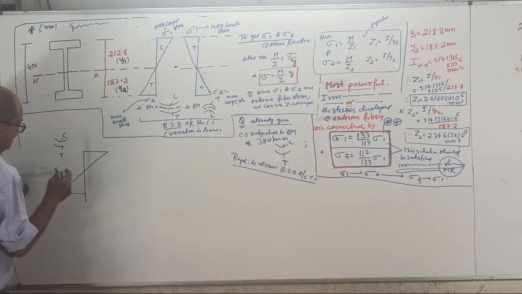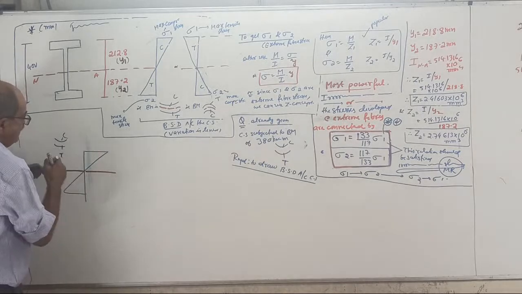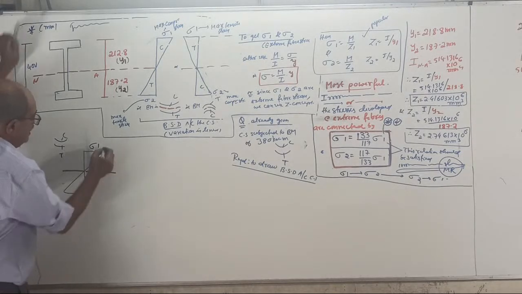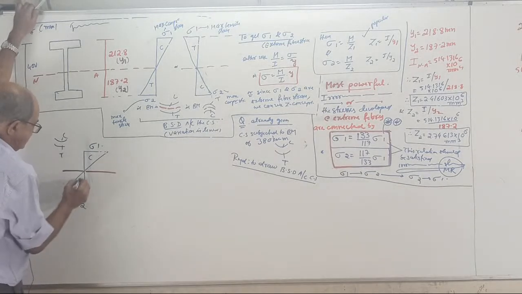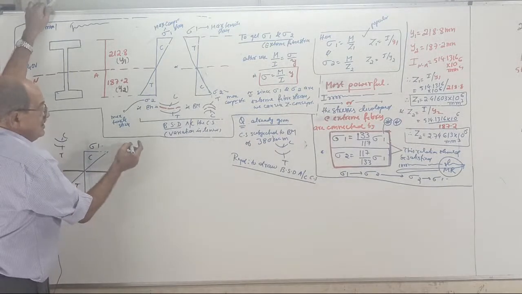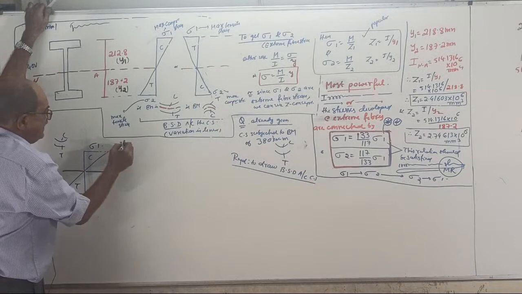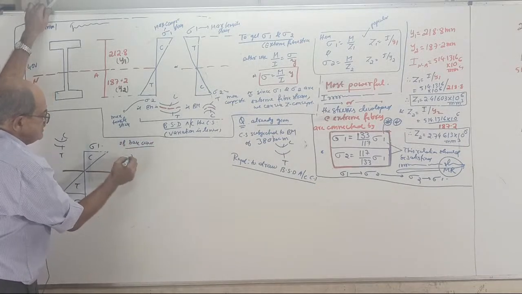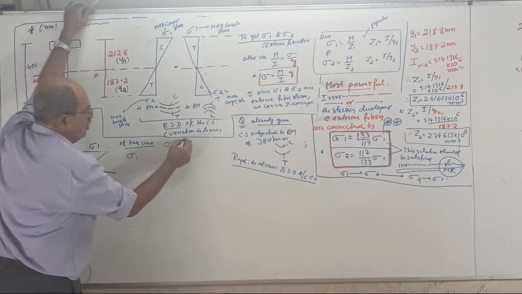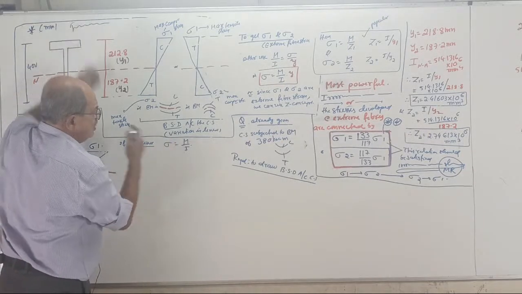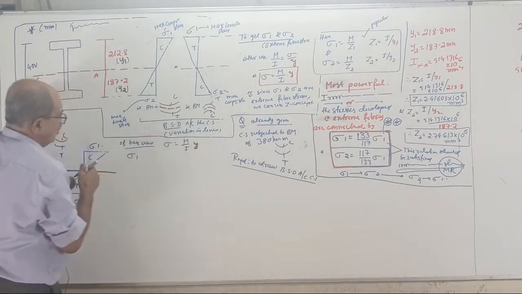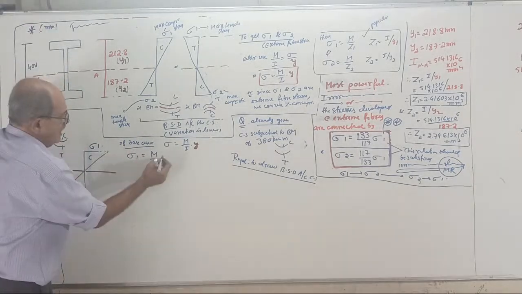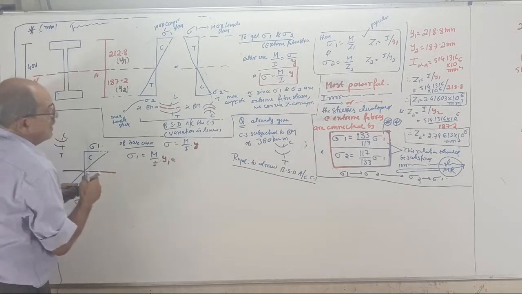Okay, roughly, this is the diagram. This is sigma 1, this is sigma 2. Sigma 1 is compression, sigma 2 is tension. Now, if we use the basic formula, sigma equals M by I into y in general. So sigma 1 equals M by I into y1.